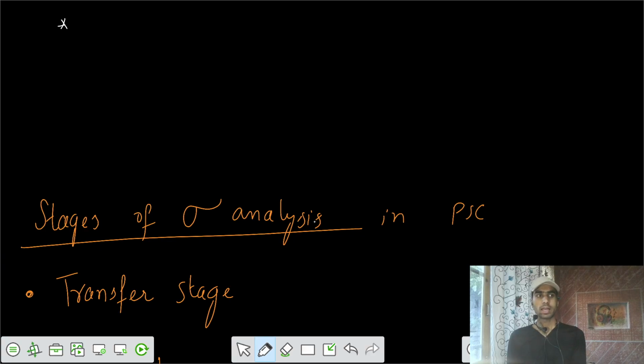First is how to apply the stress in the steel wires. How do you apply that pre-stress to a steel tendon? We call it the initial stress. P naught means the initial stress in the tendon. How do you apply that?